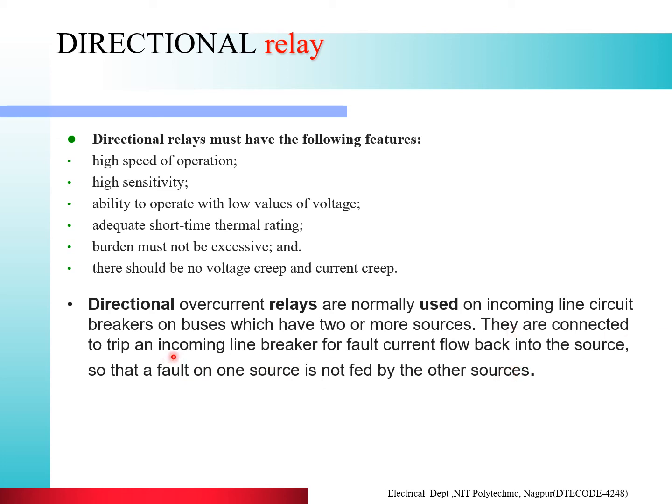If there is a fault on the system, that fault current will try to reach the source, which means it flows towards the generator. So this directional relay will prevent that fault current from flowing to the source so that the healthy portion will not be disturbed and your power system will work normally.